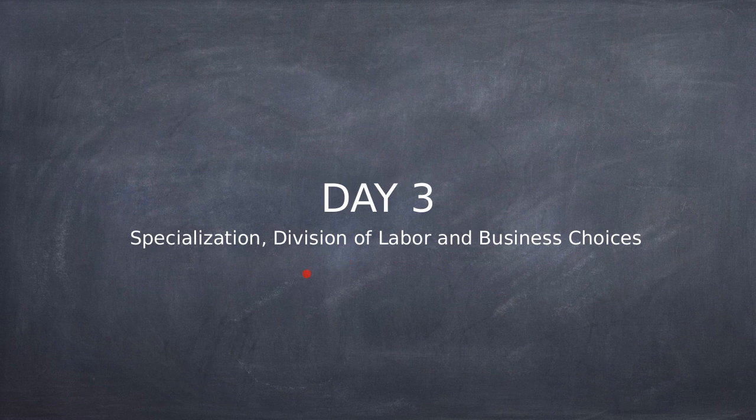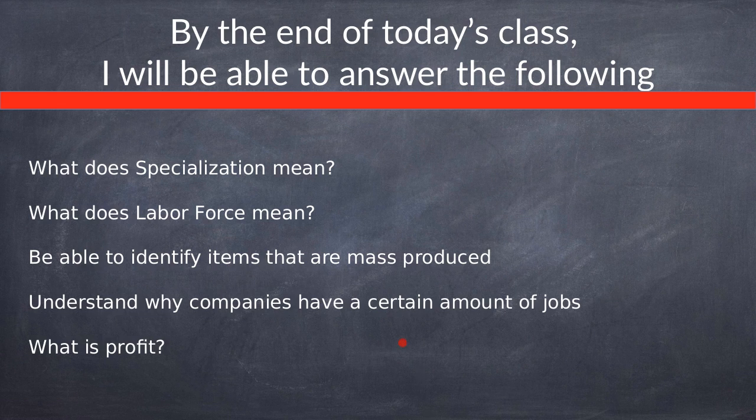I'm just going to go over day 3: specialization, division of labor, and business choices. This is something that we were talking about yesterday a little bit, and we will go from there. This is just another way that businesses are able to maximize their productivity. We talked about communication and transportation and advertising. This is just another way that they're going to be able to do it, but this way they do it with the people who work at jobs. So that's kind of what we're going to get into.